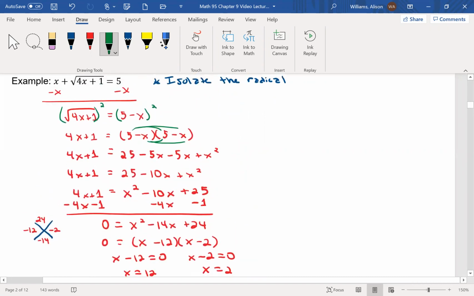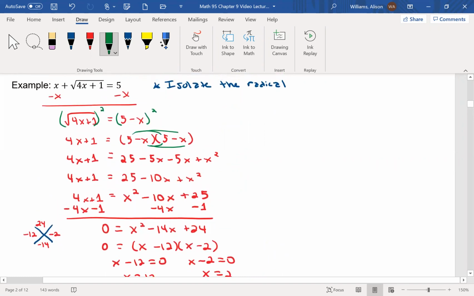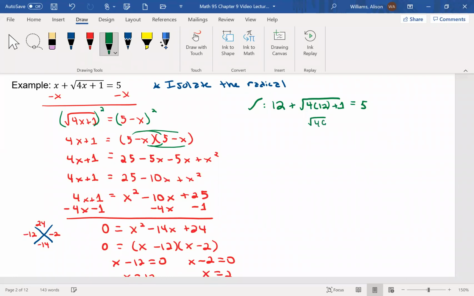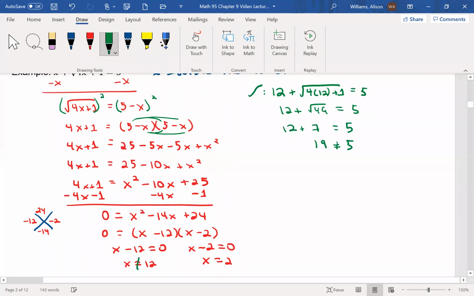All right. So I'm going to check 12 and 2 in the original problem here. So 12 plus the square root of 4 times 12 plus 1 equals 5. Okay, 4 times 12, that's 48, plus 1 is 49. I'm going to go ahead and do that all at once. Okay, the square root of 49 is 7, and 12 plus 7 is 19, which is not 5. So this one doesn't work.